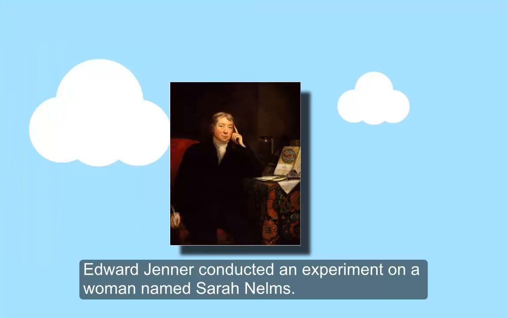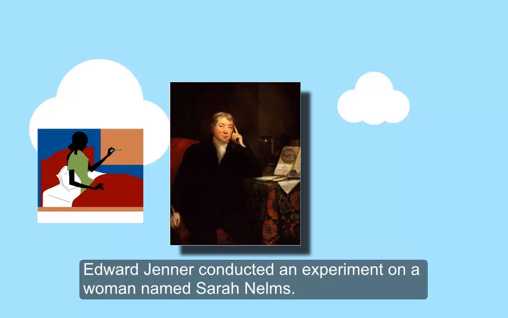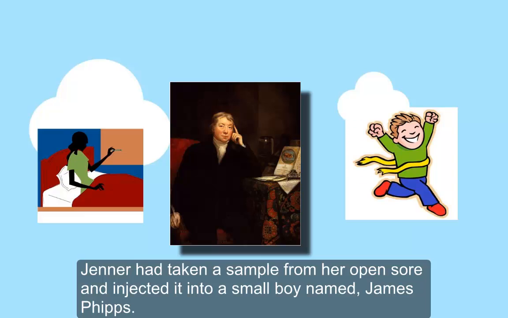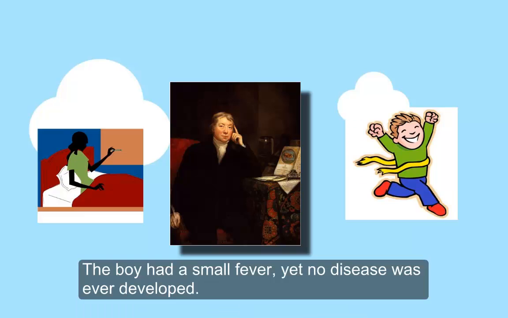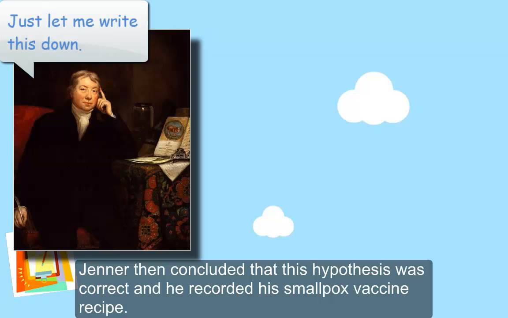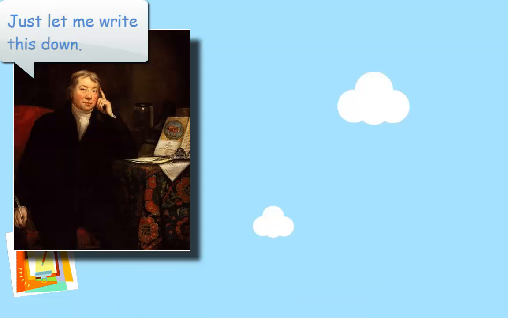Edward Jenner conducted an experiment on a woman named Sarah Nelms. Jenner had taken a sample from her open sore and injected it into a small boy named James Phelps. The boy had a small fever, yet no disease was ever developed. Jenner then concluded that his hypothesis was correct and he recorded his smallpox vaccine recipe.